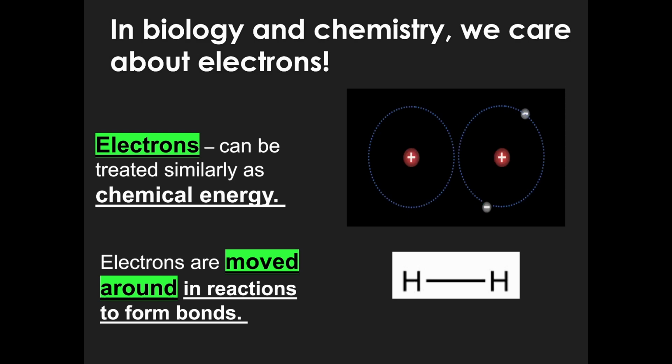Electrons are moved around in reactions to form bonds. As you can see in the diagram to the right, there are electrons being shared between two hydrogen atoms. This creates a molecule called H2. H2 is actually how hydrogen gas exists in real life. They don't exist as simple H atoms. They actually go around in pairs. And that's because they both need to have two electrons, and the only way they can satisfy that is by sharing those electrons.